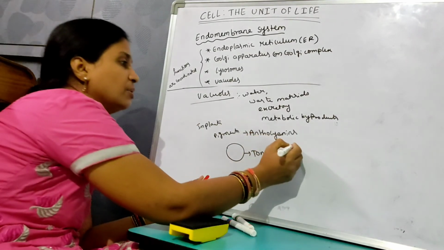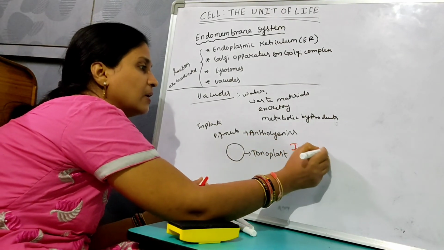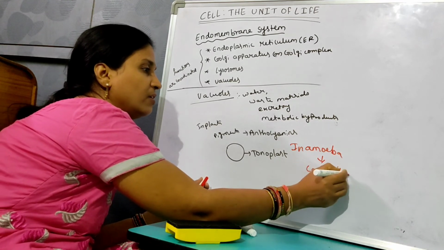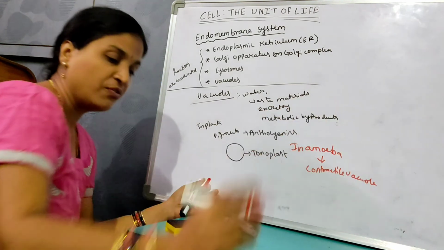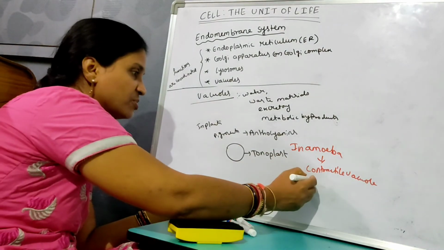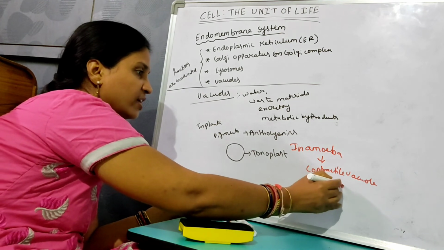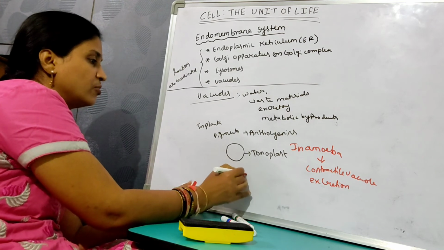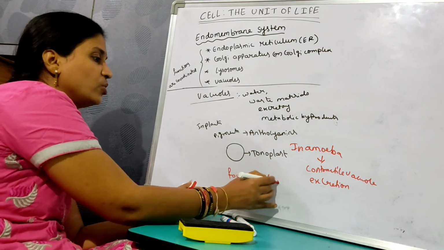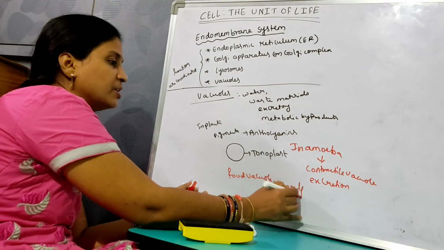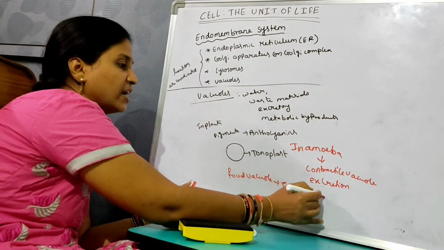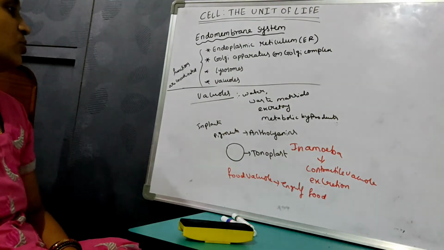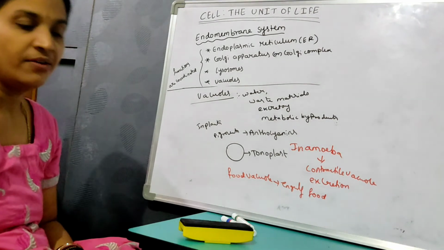In amoeba, a contractile vacuole is present, which performs the function of excretion. Then in protists, food vacuoles are present, which engulf the food. In amoeba, contractile vacuoles are present. This is about the vacuoles.